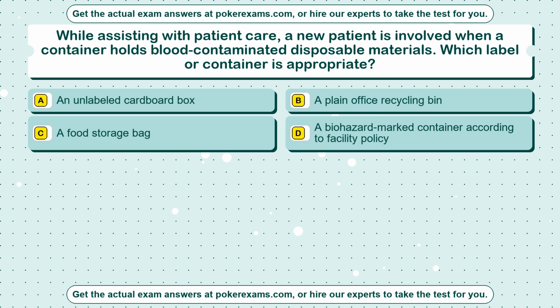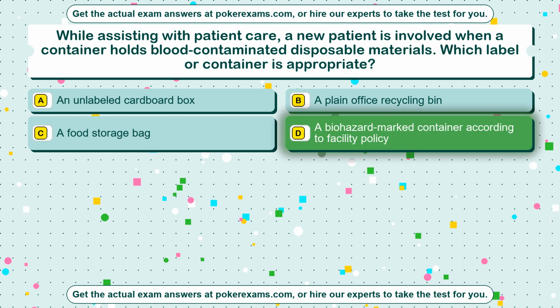Question 16. While assisting with patient care, a new patient is involved when a container holds blood-contaminated disposable materials. Which label or container is appropriate? Option A. An unlabeled cardboard box. Option B. A plain office recycling bin. Option C. A food storage bag. Option D. A biohazard marked container according to facility policy.